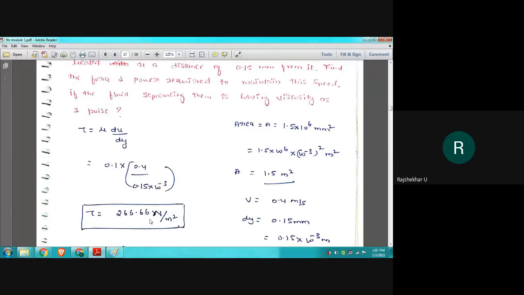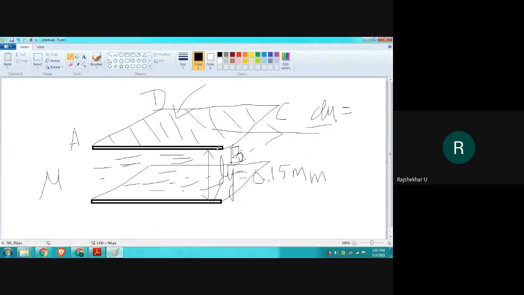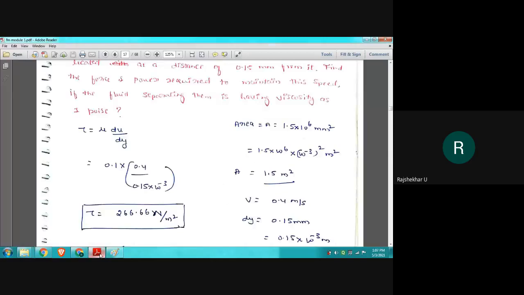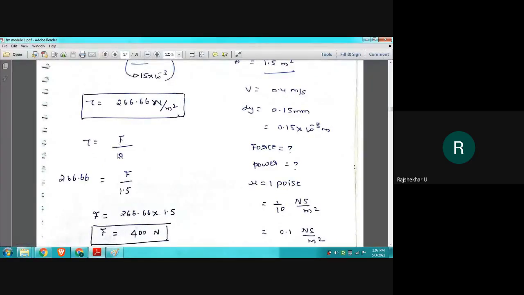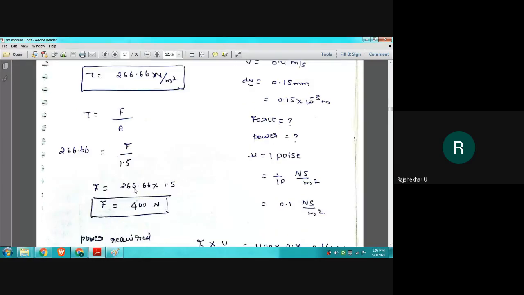So in order to find out force, just multiply it by area. So here, shear stress is tau. In order to find out the force, F, what we have to do, we have to multiply by the area of the plate. So tau is equal to F by A. Area is 1.5. F is equal to tau into A. After multiplication, we'll get 400 Newton.